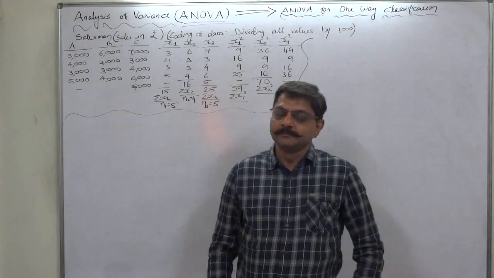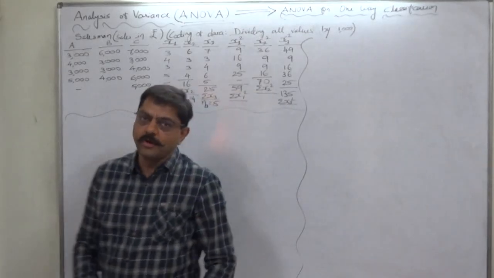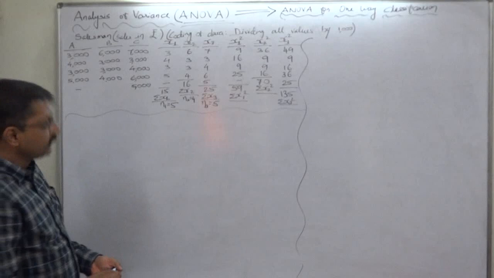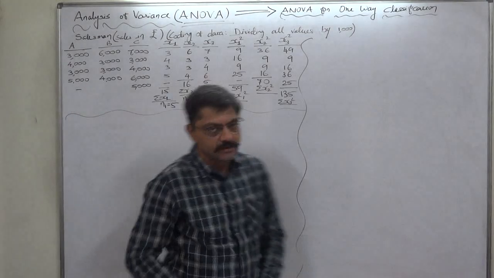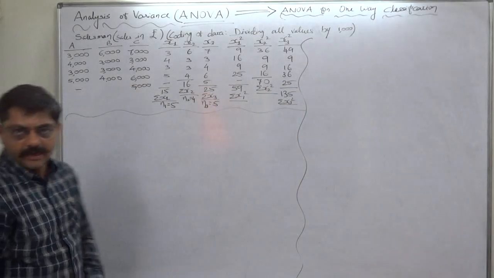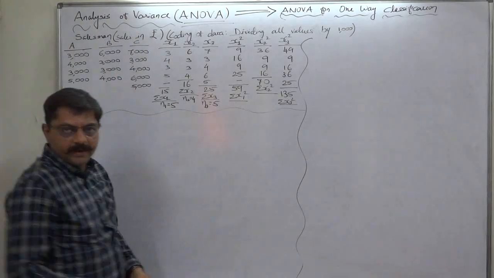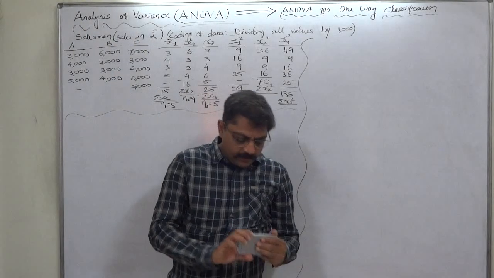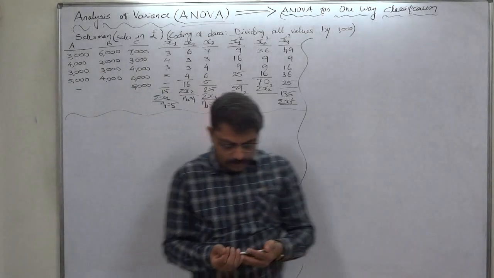Namaskar and welcome. As we have already started our series of lectures on ANOVA, we are with one more case of one-way classification. One-way classification means there is only one independent variable and there can be three or more levels of independent variable. And the dependent variable is always performance. Let's read the question or problem.